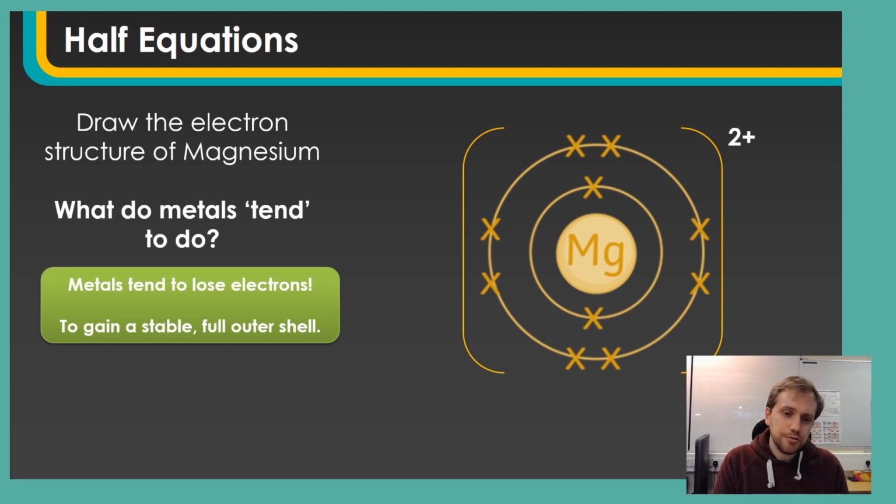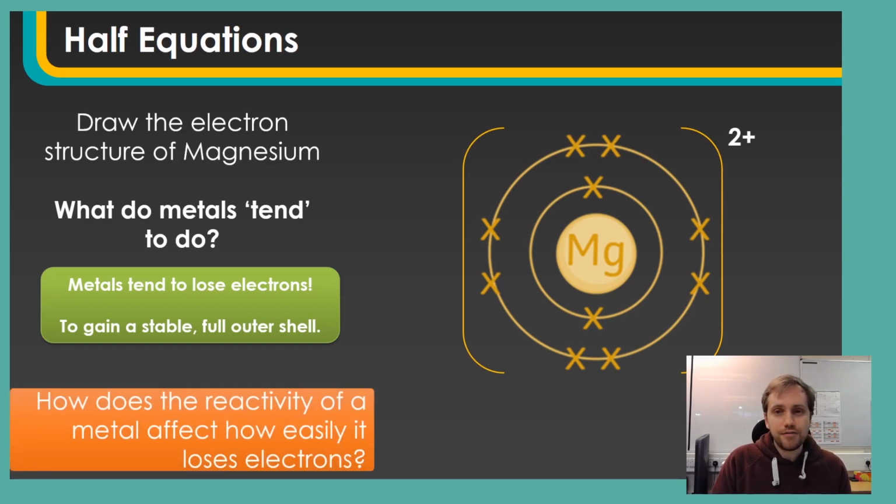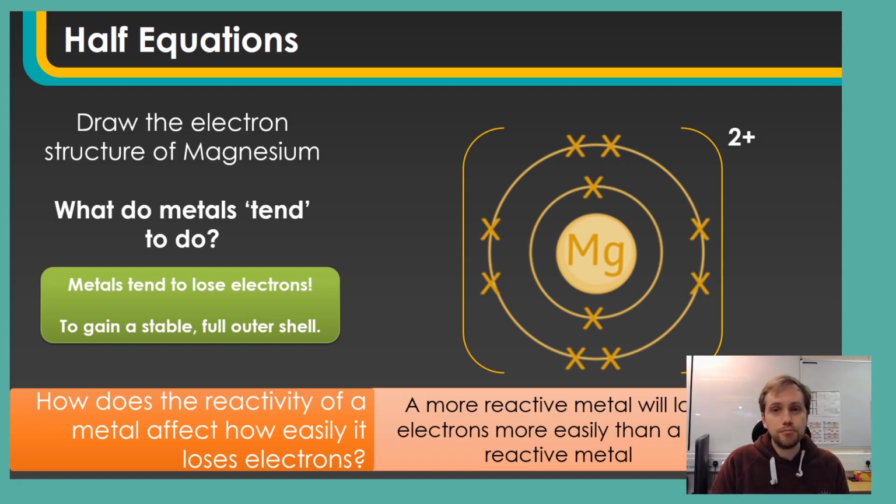Now, what we can use this information to tell us about is the reactivity of the metal. If a metal is more reactive, it means it's got a greater tendency to lose electrons. Metals that are less reactive find it harder to lose their electrons. So a more reactive metal will lose electrons more easily than a less reactive metal. And we can use this bit of information to generate electricity, which is what we're going to be looking at next.